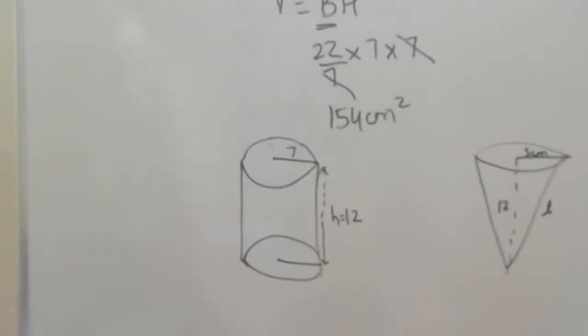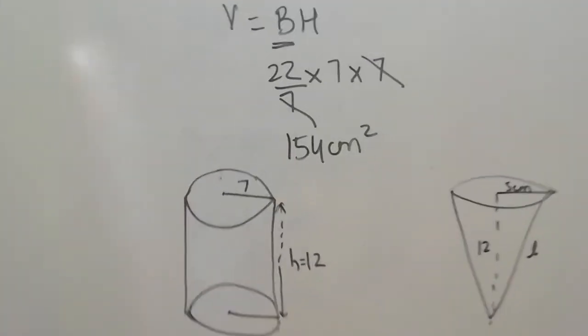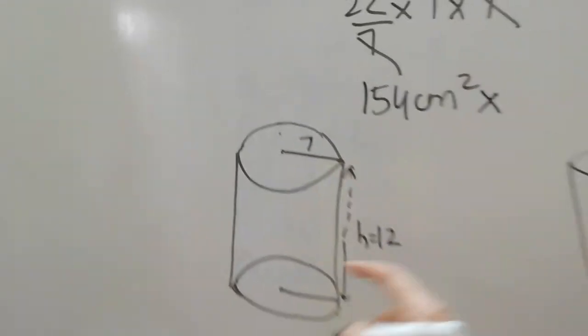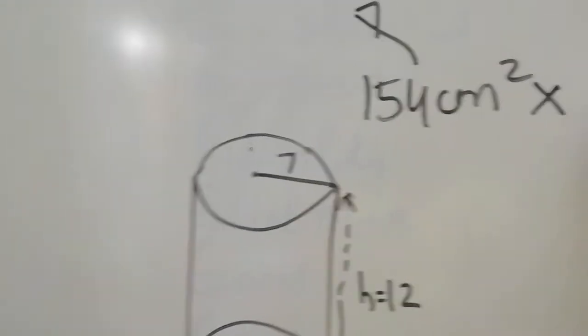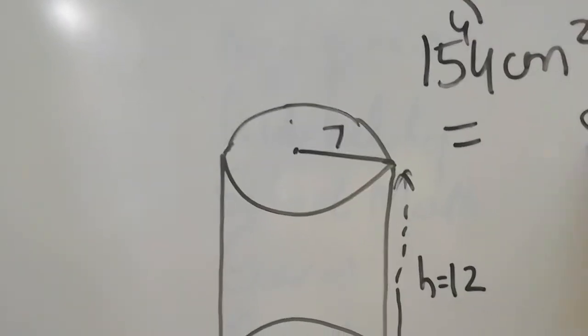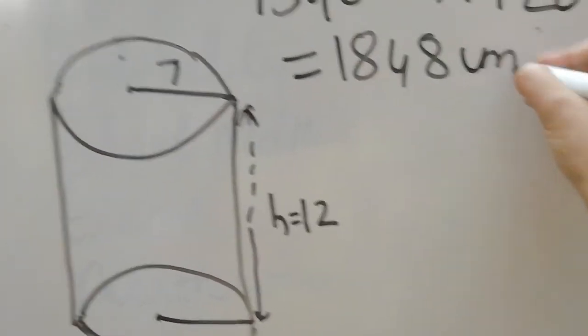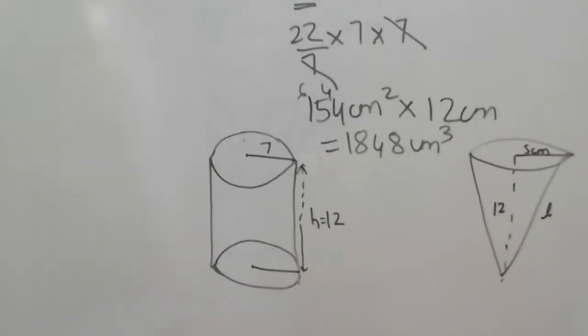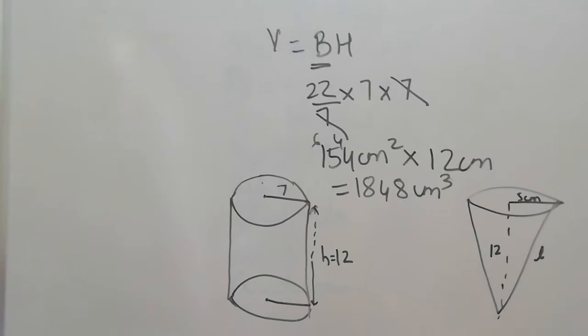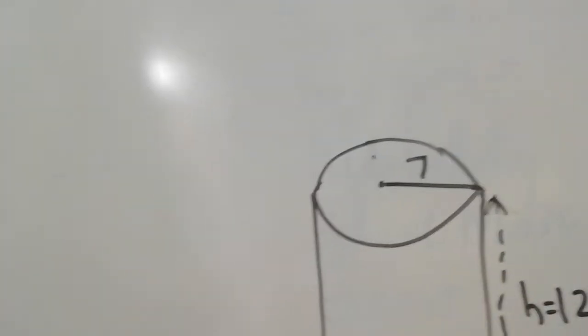Then the sum doesn't get over. Do not forget to multiply by the height, otherwise your sum will go wrong. So multiply it by my height, which is 12 centimeters. So your answer is 1848 centimeters cube.